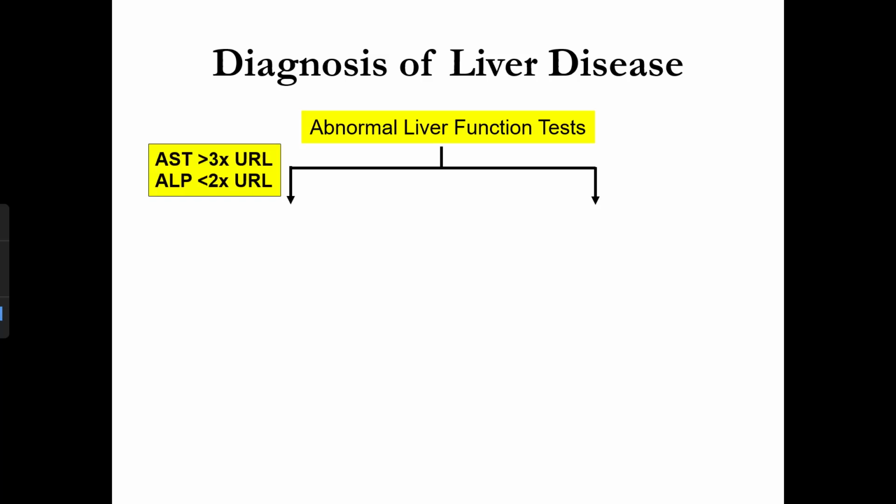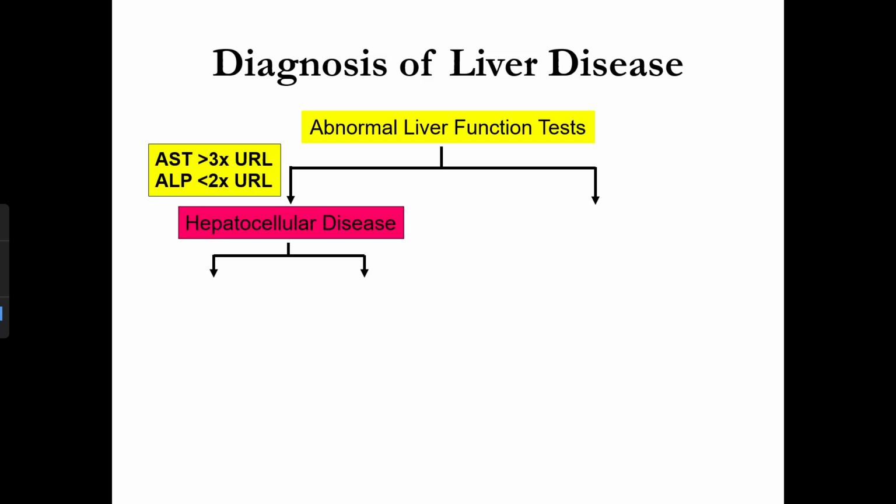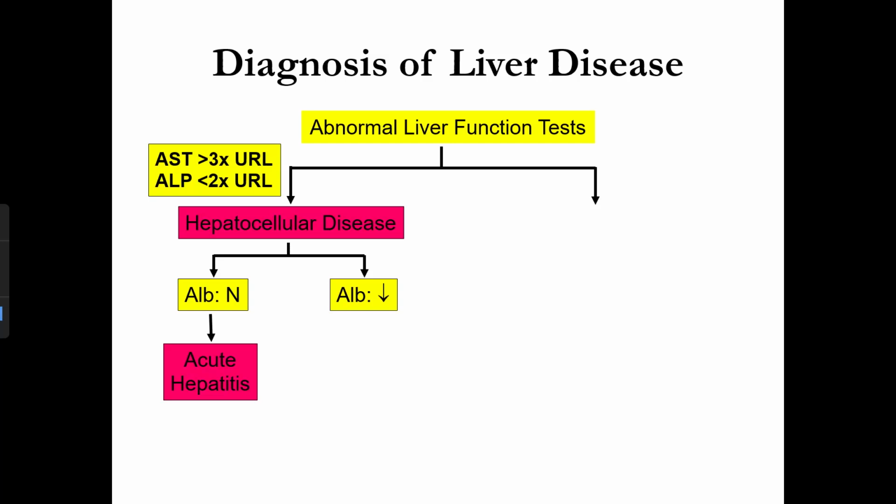So, following the flowchart of abnormal liver function tests. If AST is greater than 3 times the upper reference limit and ALP is less than 2 times the upper reference limit, it's likely hepatocellular disease. If albumin is normal versus decreased, that helps to differentiate acute hepatitis from chronic hepatitis.